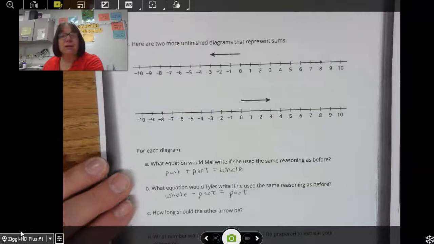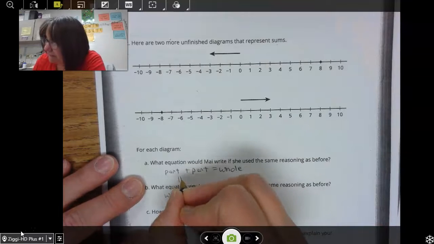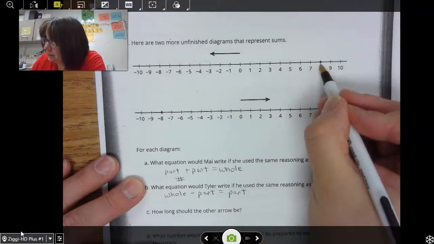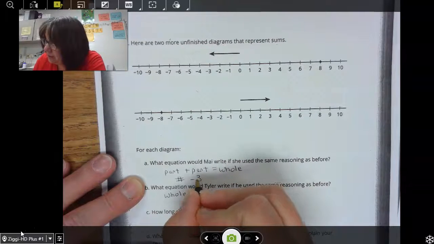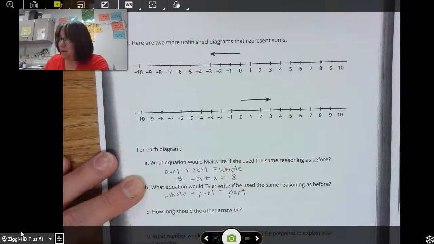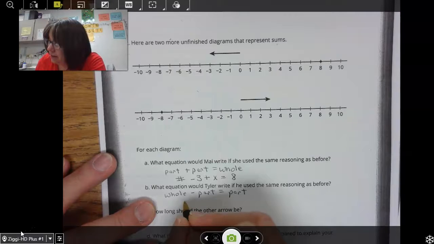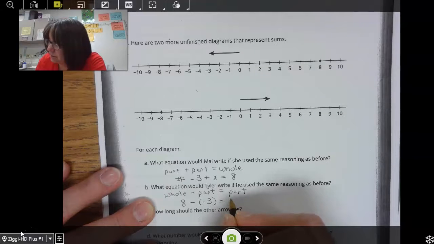So this is what I hope you did. For number 1, my whole is 8. I know that part of this is -3, so I'm going to have -3 plus x equals 8 is how May would have written that. She knows one of the parts, she doesn't know the other. Tyler would have written 8 minus -3 equals another part.